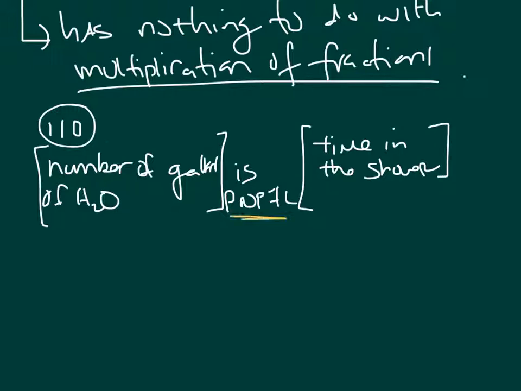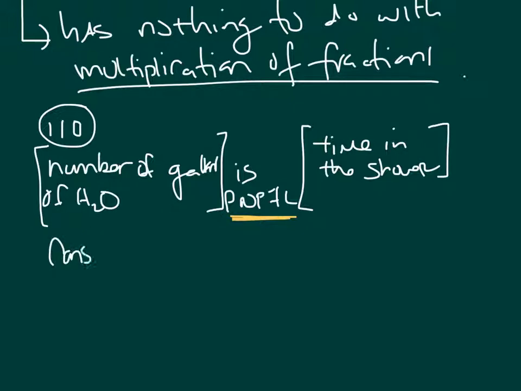When you see this word proportional, if the number of gallons of water is proportional to the time in the shower, that means the longer you are in the shower, the more gallons of water you're going to use. The water is running, so you're going to use more gallons. So proportional means if your time is increased, then the number of gallons is going to be increased. As we go on, we're going to keep seeing this word proportional. But let's construct the proportion.